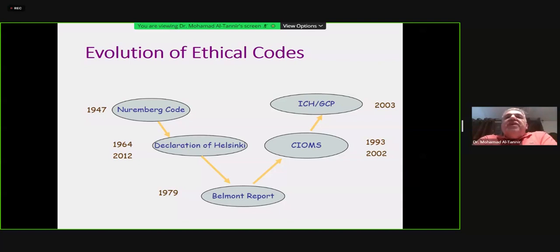We all know that the evolution of ethical codes started early in 1947, just after World War II, by establishing the Nuremberg Code in Germany. Then in 1964, the Declaration of Helsinki came on, and its guidelines are updated every 4 years. In 1979, after the Tuskegee issue, the Belmont report came up from the United States of America. We also have CIOMS and the ICH GCP guidelines.